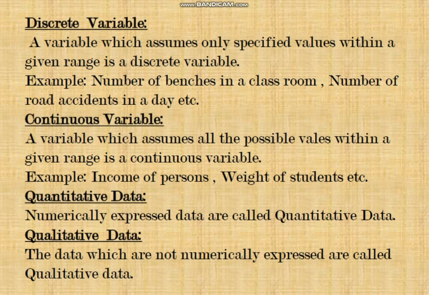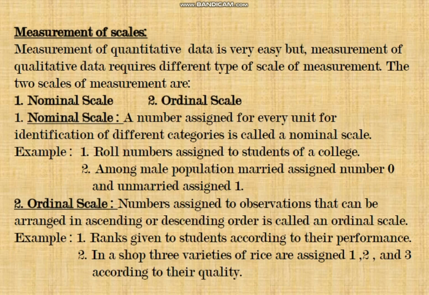Okay, next, measurement scales. Measurement of quantitative data is very easy, but measurement of qualitative data requires different types of scales of measurement. The two scales of measurement are nominal scale and ordinal scale. For quantitative data we don't have any problem. It involves variables, and variables are numerically measurable characteristics. So you can measure them and write them in terms of numbers. You don't need anything extra there.